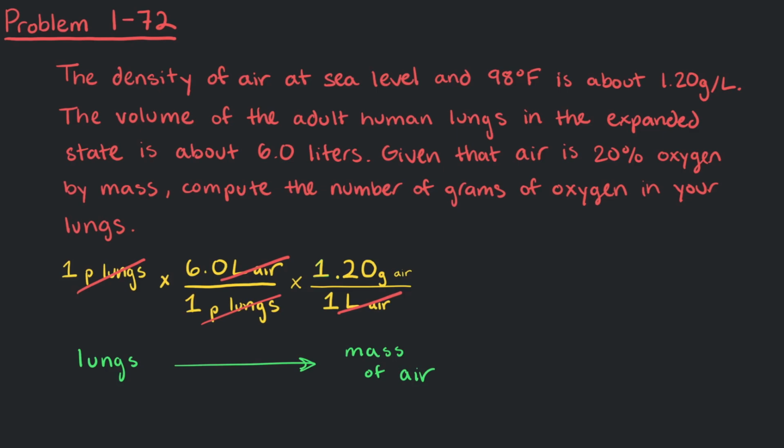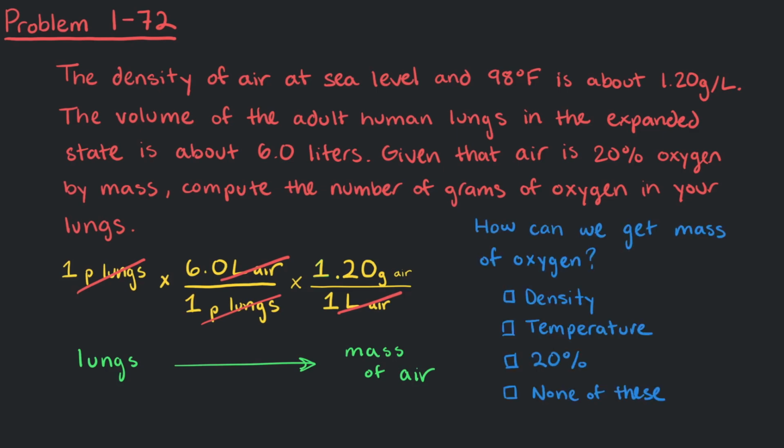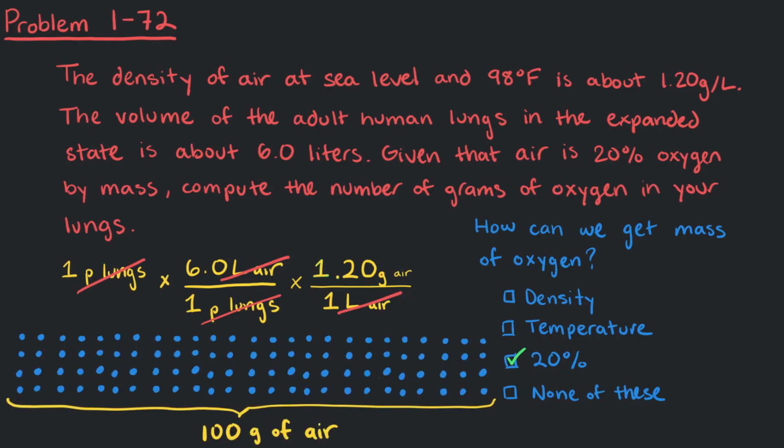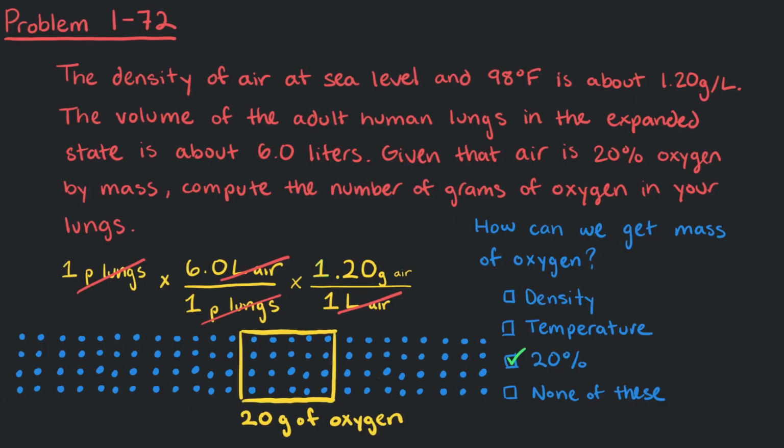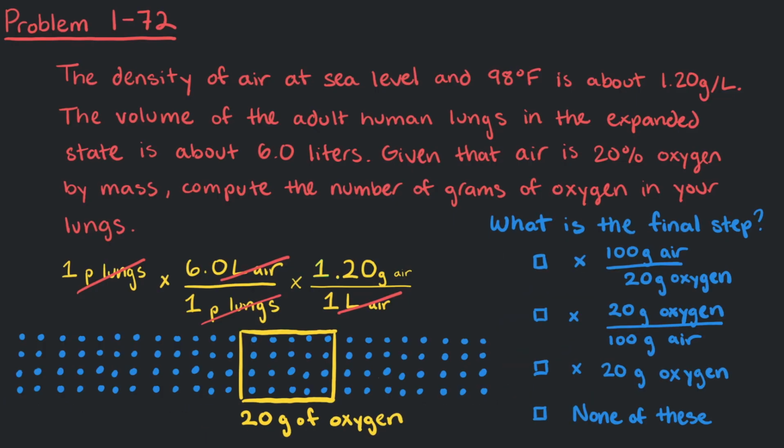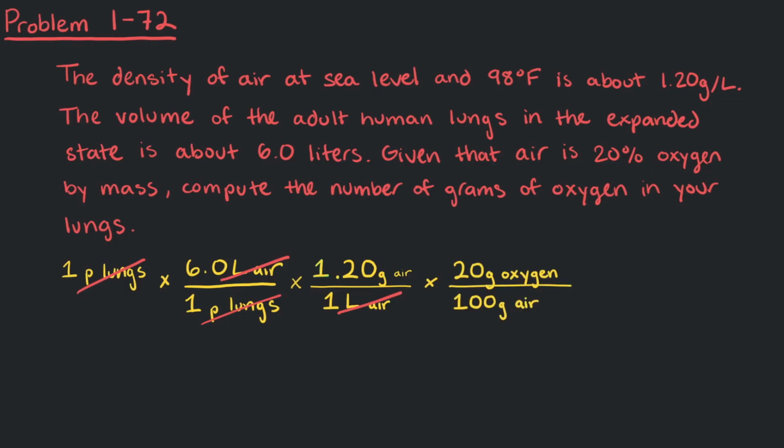But we aren't done. How can we get mass of oxygen? 20% oxygen by mass means that for every 100 grams of air, we have 20 grams of oxygen. That's another conversion factor. So what is the final step? The final step is 20 grams of oxygen per 100 grams of air. Altogether, this is 1.44 grams of oxygen.